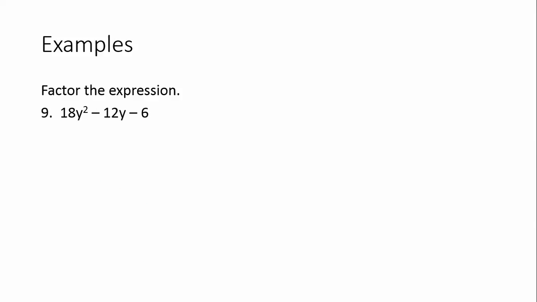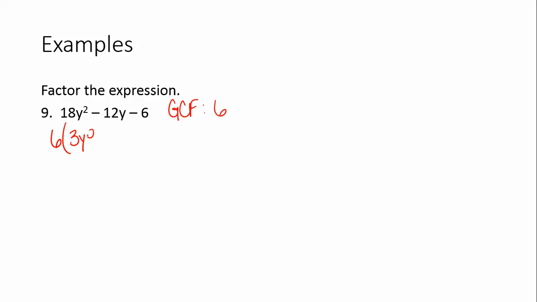And I actually could have done something in that last example that might have made it a little bit easier, but let's look at number 9. So we have 18y squared minus 12y minus 6. When we factor something, we want it to be completely factored. So if there is a number that we could pull out first, like a GCF of the expression, go ahead and factor that out. And here the GCF of this trinomial is a 6. So let's factor out that 6 first.